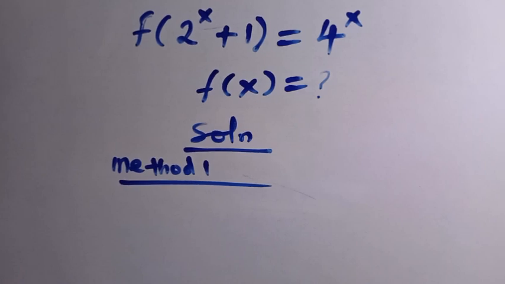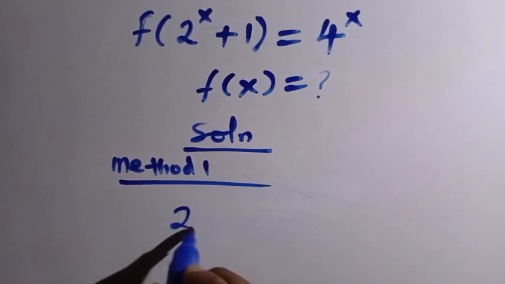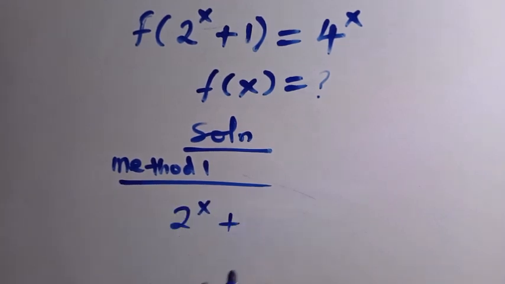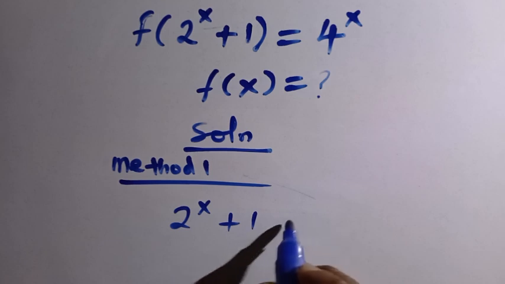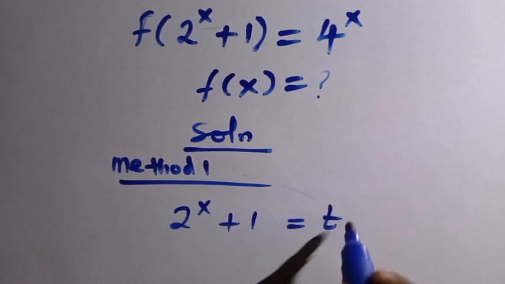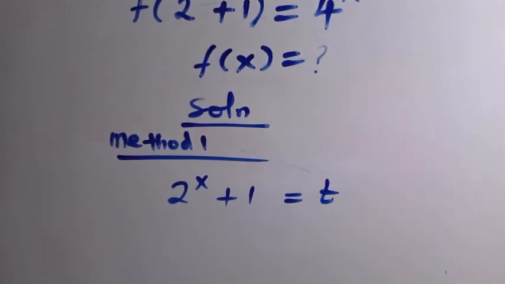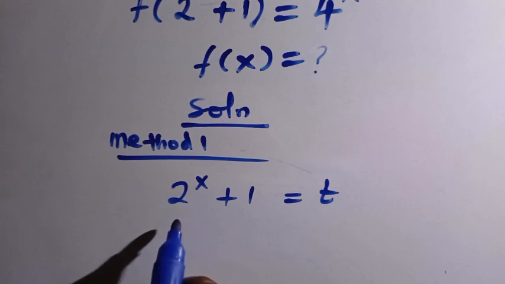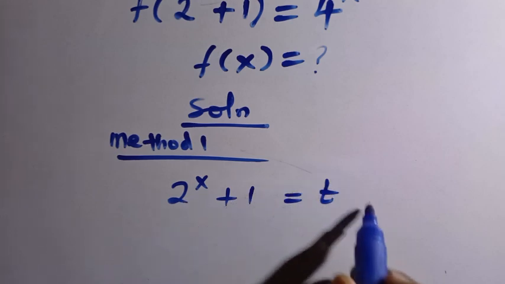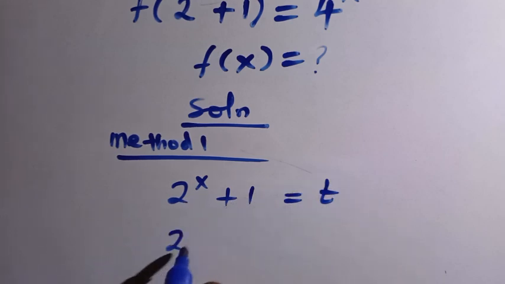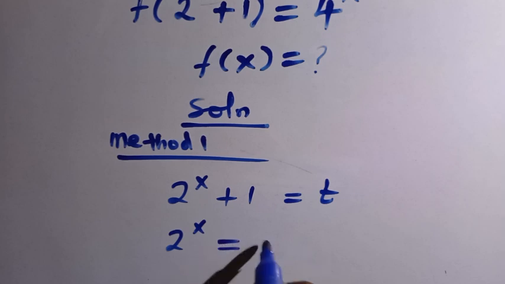Okay, so let's consider from this domain. The domain is 2 power x plus 1. So suppose I let this one equal t. Then I want to make 2 power x the subject of the formula, so I will transfer 1 to the other side. And here we have 2 power x equals t minus 1.